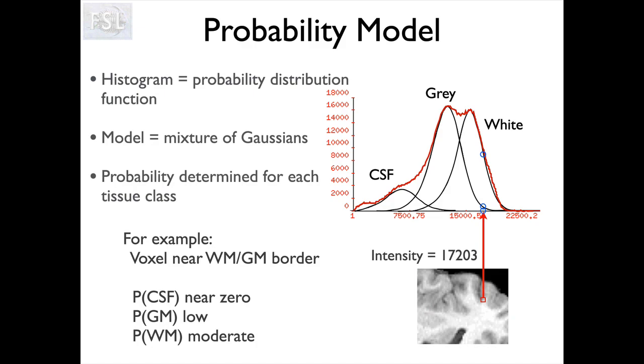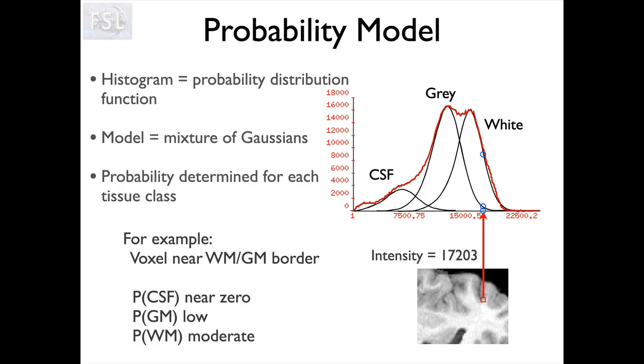What this mixture model does is allow us to, even at this point, assign some probabilities just on the basis of intensity. So if I look at a particular voxel in the brain, like I've got here, it has a particular value of intensity. Here it's 17,203. If I look that up on my histogram with my 3 different Gaussians, I can look at where it is on each Gaussian, and that gives me an indication of the probability, which you can see is pretty much 0 for CSF, very low for grey matter, and quite moderate for white matter. So it's much more likely to be white matter on the basis of this probability model. And that's the starting point that we have.